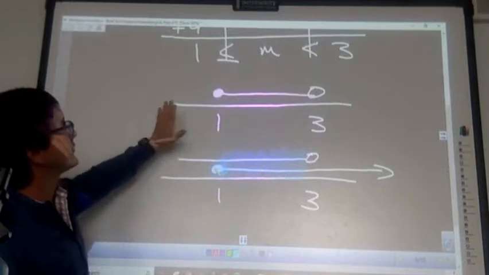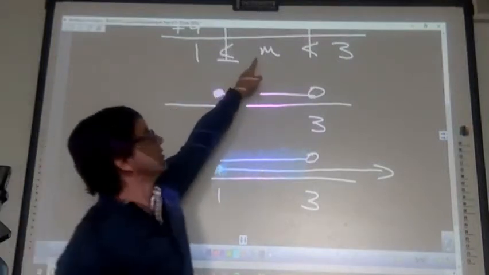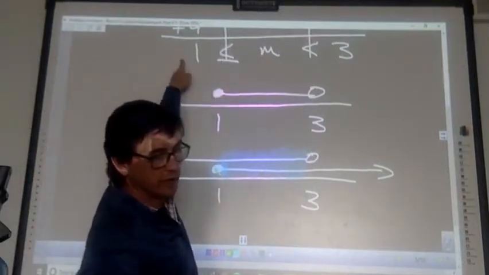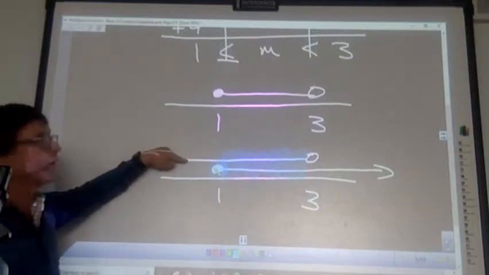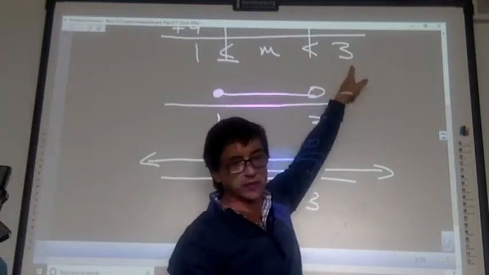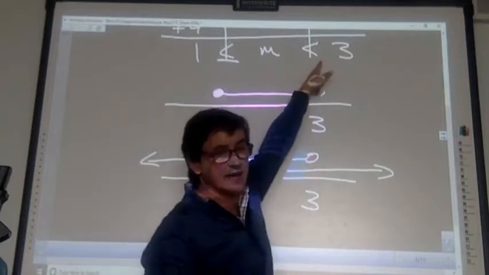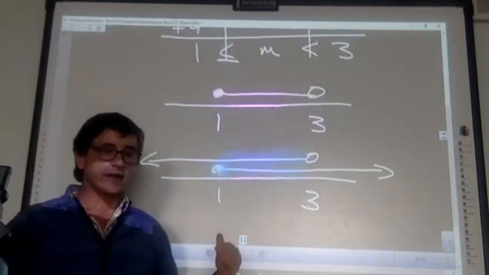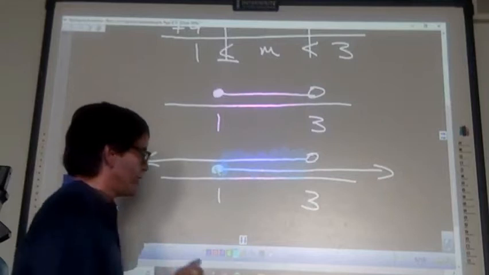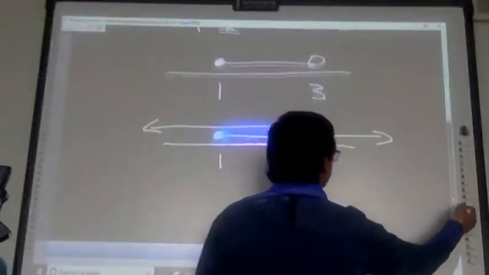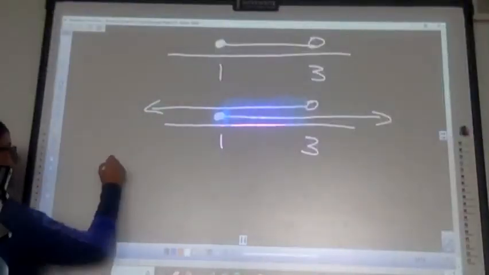So if I plug in something like 0, 0 is not greater than 1. That's why that does not work. 0 is less than 3. So it works for this side, but not for this side. And inequalities have to work for both equations. I'm going to write that down and I'll take your question in a second.